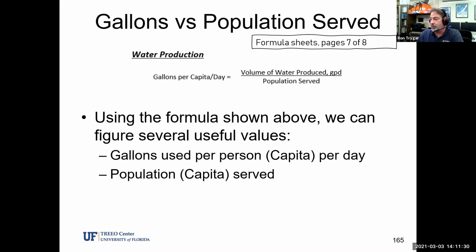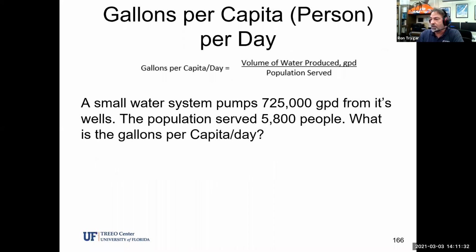So we can calculate a couple of things from this. The first thing is, let's calculate the gallons per person, or per capita, per day. The formula looks like, as you see here, gallons per capita per day is equivalent to the volume of water produced in gallons per day divided by the population served. So it's a pretty straightforward calculation. We just need to know a little bit about our population. The census can give us that, or sometimes your city records can help you with that.